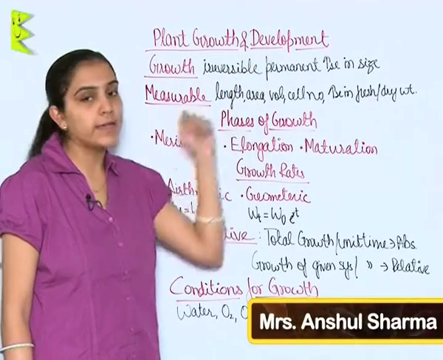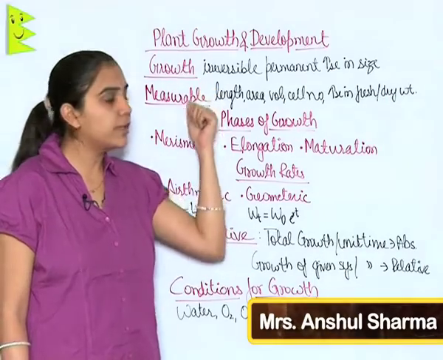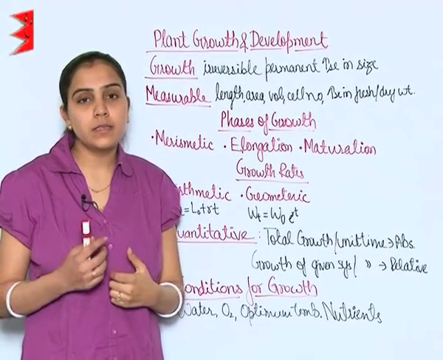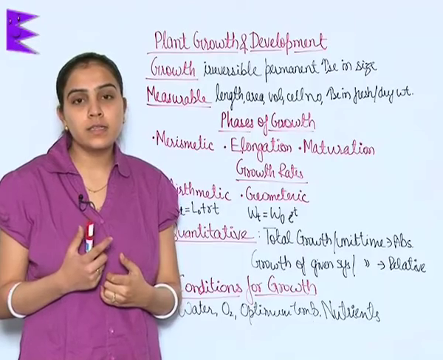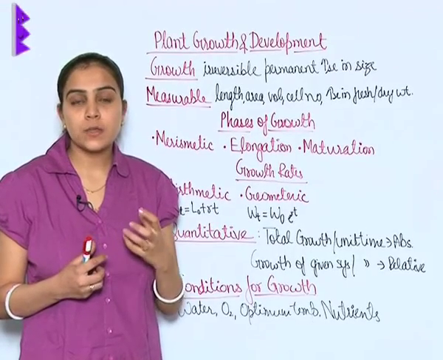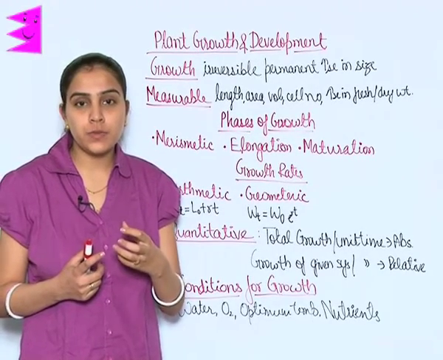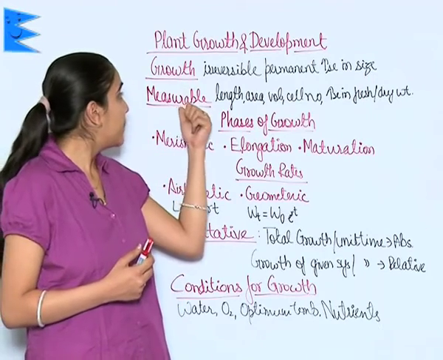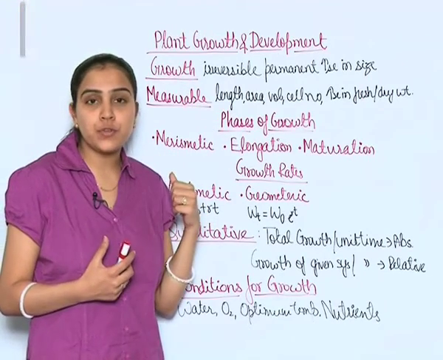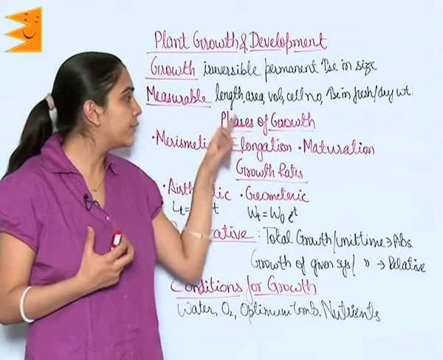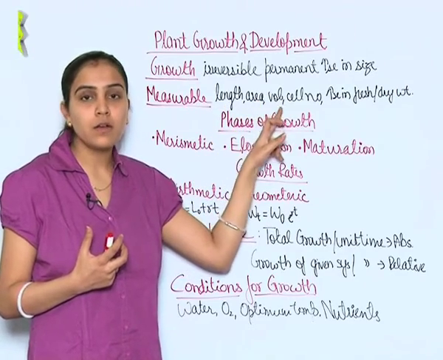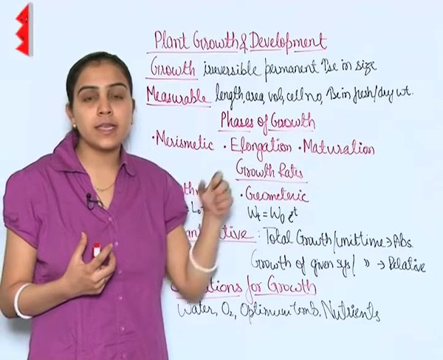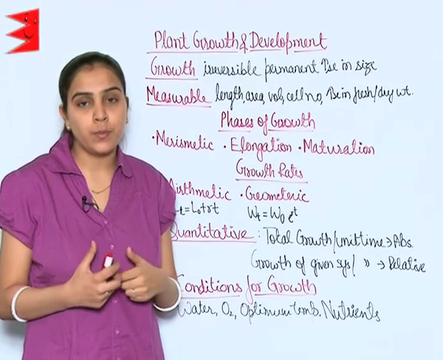Plant growth and development. Growth is an irreversible, permanent increase in size. This increase in size could be of a group of cells, an individual cell, or an individual cell system. This growth is measurable in terms of length, area, volume, number of cells, and increase in fresh or dry weight.